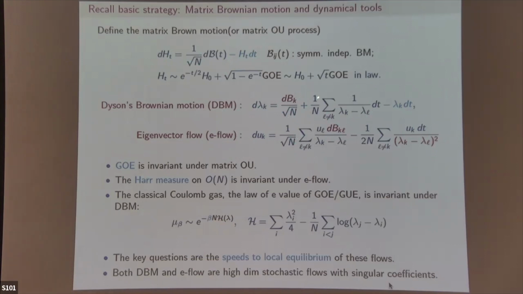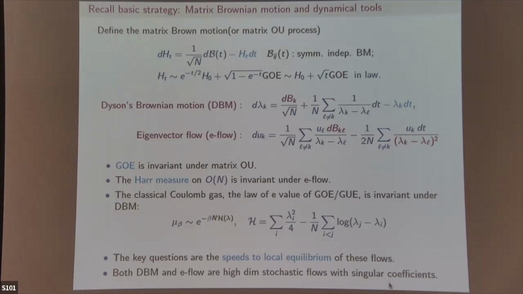And then you can check that this eigenvector flow will leave the GOE invariant. Of course, GOE is the invariant measure for this matrix OU. So this will imply the Haar measure. This eigenvector flow will leave Haar measure invariant. On the other hand, the eigenvalue also has an invariant measure. The eigenvalue invariant measure is the classical Coulomb gas. And in this classical Coulomb gas, there's a parameter beta here. I didn't track the beta. In this talk, I always set beta equal to 1. Otherwise, there's a beta here. Right. So this Coulomb gas is the invariant measure of this.